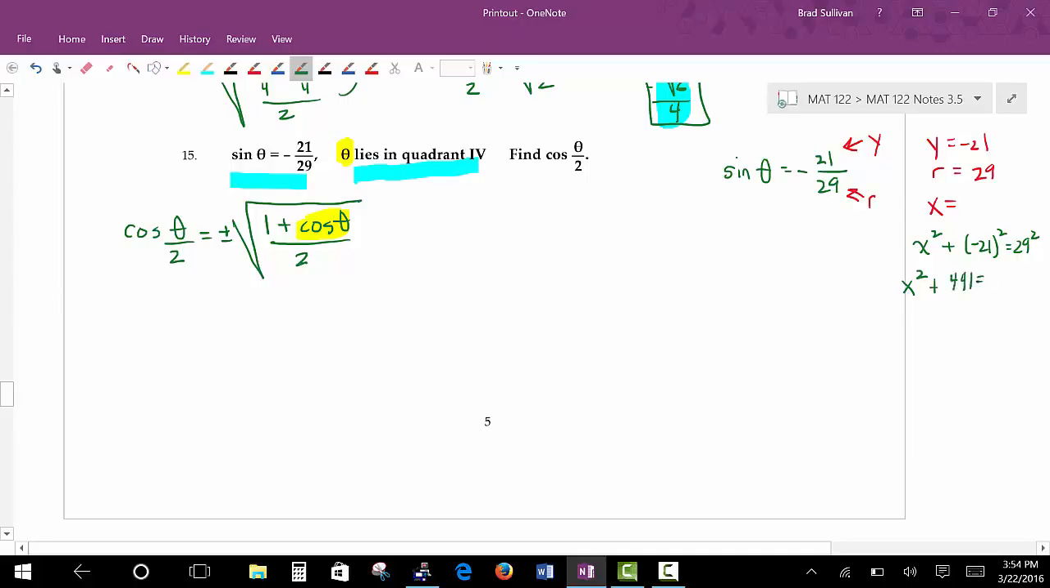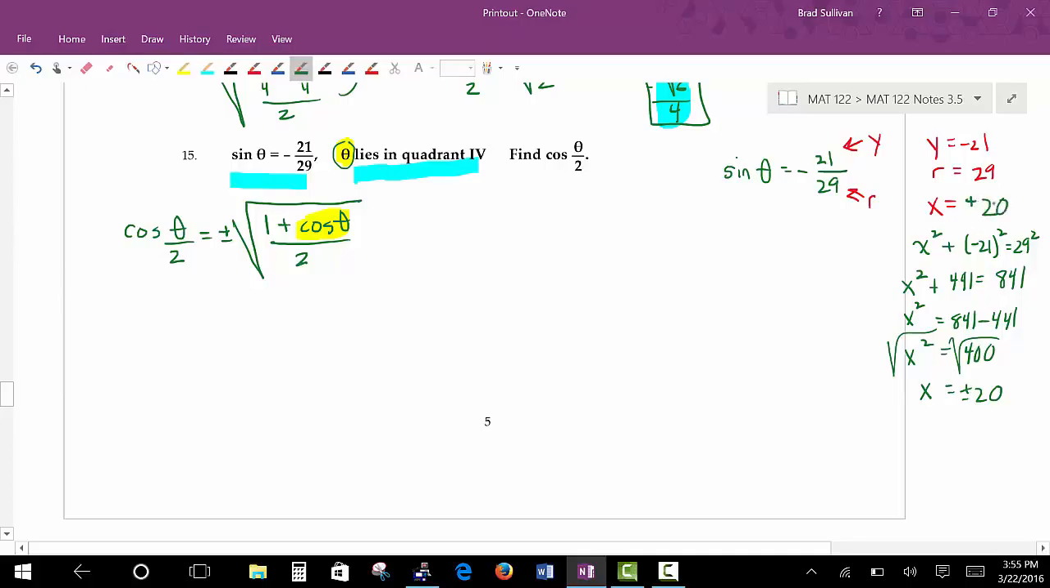And 29 squared is 841. So I'm going to have x squared equals 841 minus 441. So that's going to give 400. And then if I do the square root of both sides, I'm going to get x equals plus or minus 20. But since theta is in quadrant 4, that means that x is going to be positive 20.